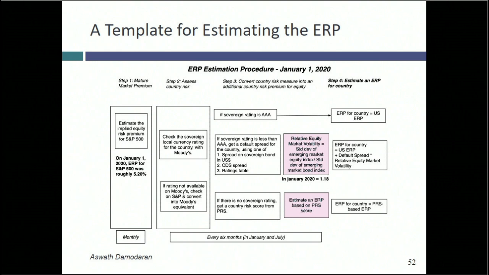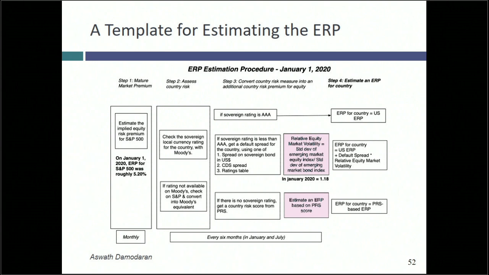So I cheated. So here's what I did. I looked up the standard deviation in two indices. The first is an S&P Emerging Market Equity Index, so basically across all emerging markets. And the second is an S&P Government Bond Index of emerging market government bonds.